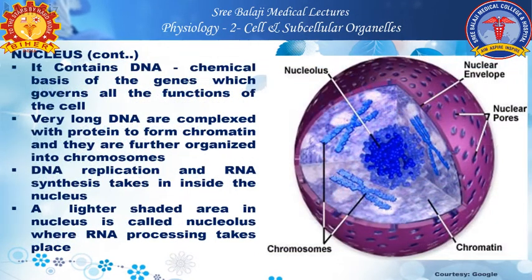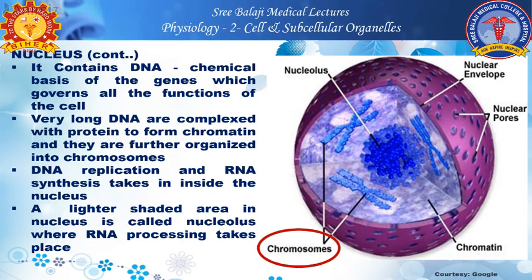So now nucleus. Nucleus again, we'll continue. Nucleus contains a very, very vital substance called deoxyribonucleic acid or DNA. This DNA is the chemical basis of the genes, and the genes govern all the functions of the cell. Very long DNAs are complexed with proteins. When they are complexed with proteins, they are called chromatins. And further, these chromatins will organize themselves into chromosomes.